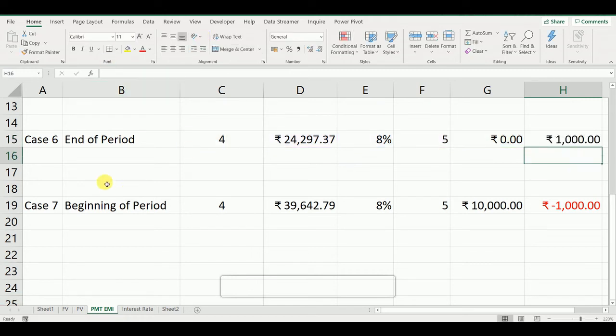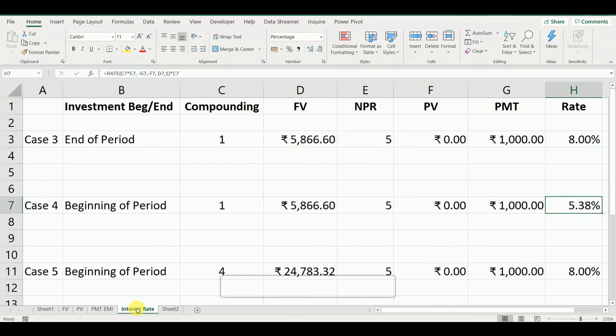So now we will move to our next formula, in which we will find out the rate of interest. This formula is useful when any credit card company or loan or bank or any other financial institution comes to you and says you give us the EMI of 1,000 rupees, and 5,866 we will give you after a certain period, and you want to get the rate of interest. So that rate of interest we can find out here.